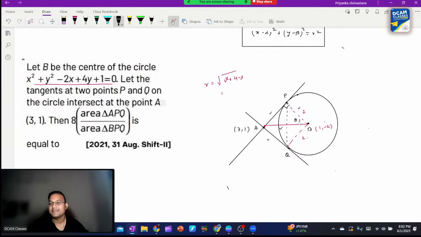Sir, don't give clues. No, sir, this is too much of a hint. To solve this question you have to use your geometry only. Every concept you know, and the only thing you need to know is that the area of a triangle is half into base into height. That's all, and that thing you already know.